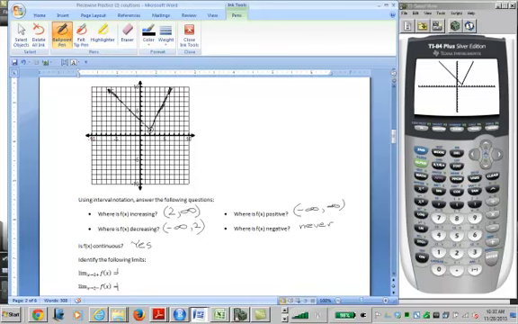Where is f of x positive? Well, it's positive from where x equals negative infinity to where x equals positive infinity. It's always positive. Where is f of x negative? Never.